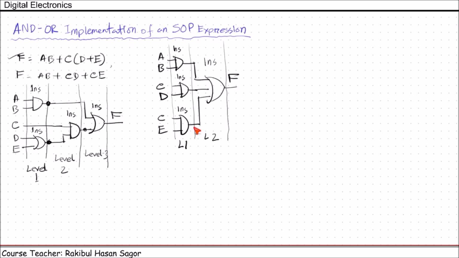All SOP expressions can be implemented using AND and OR gates with two-level implementation. This is the advantage of SOP or POS expressions. I'm going to show you the POS case as well. Now, before I go for the POS case, let's see the NAND-NAND implementation of SOP expression.